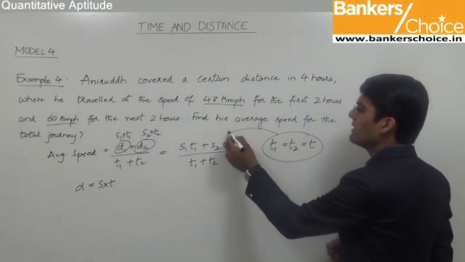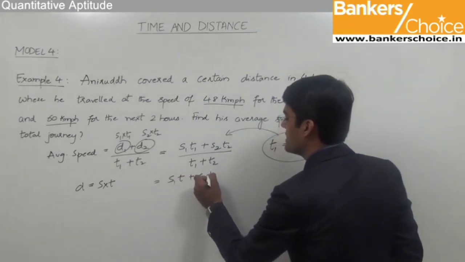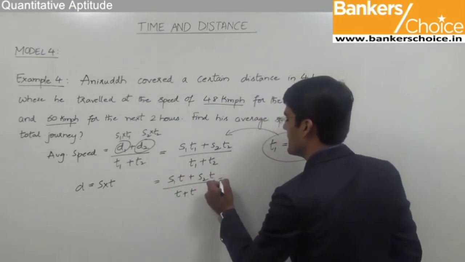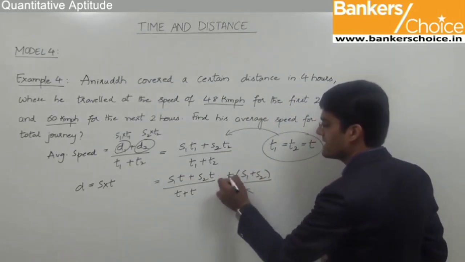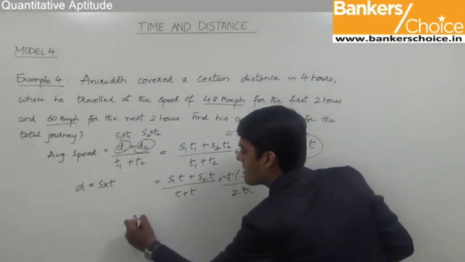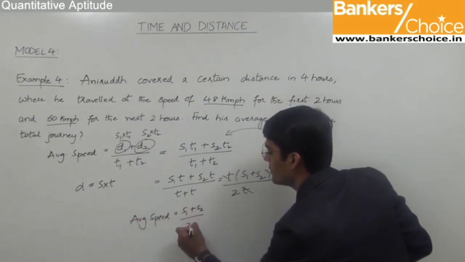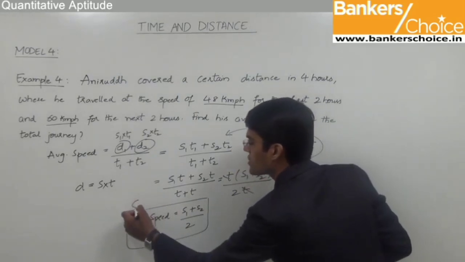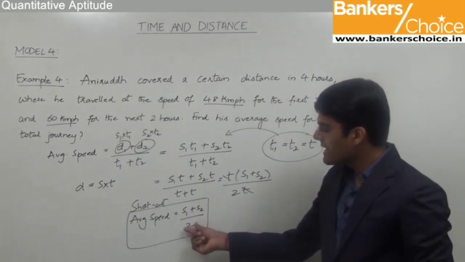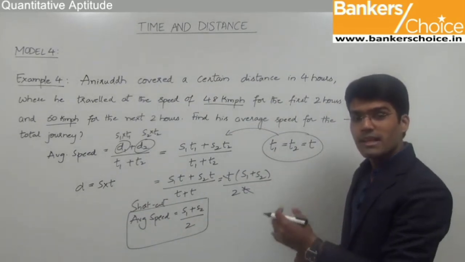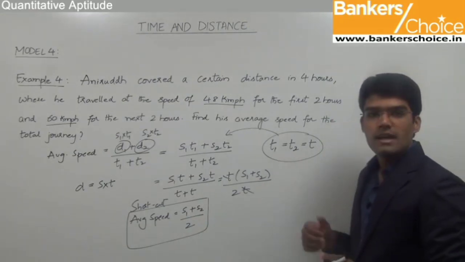And now substitute this in the average speed equation. So we get s1t plus s2t divided by t plus t. So by taking t common, we have s1 plus s2 divided by 2t. And as t gets cancelled here, we can say that average speed will be equal to s1 plus s2 by 2. So again we have obtained a shortcut formula for this special case where the average speed can be taken as s1 plus s2 by 2. That is nothing but the average of the speeds. But this is applicable only when the two time intervals are equal.